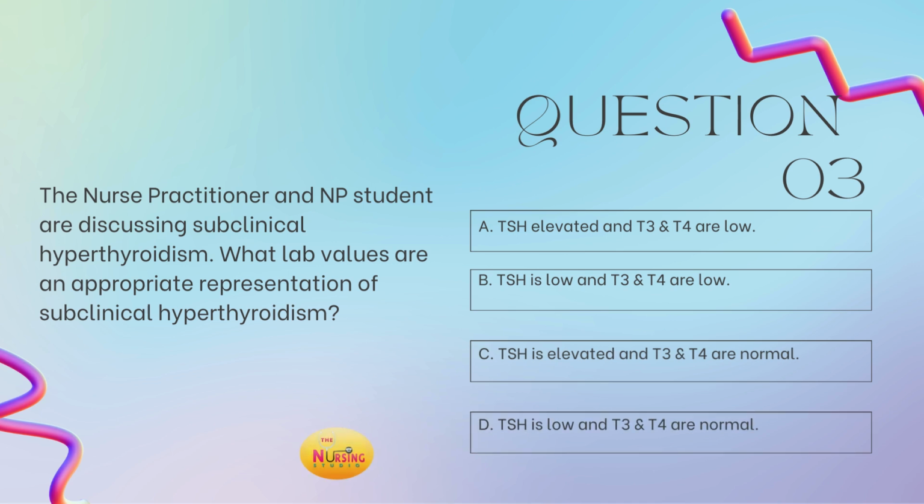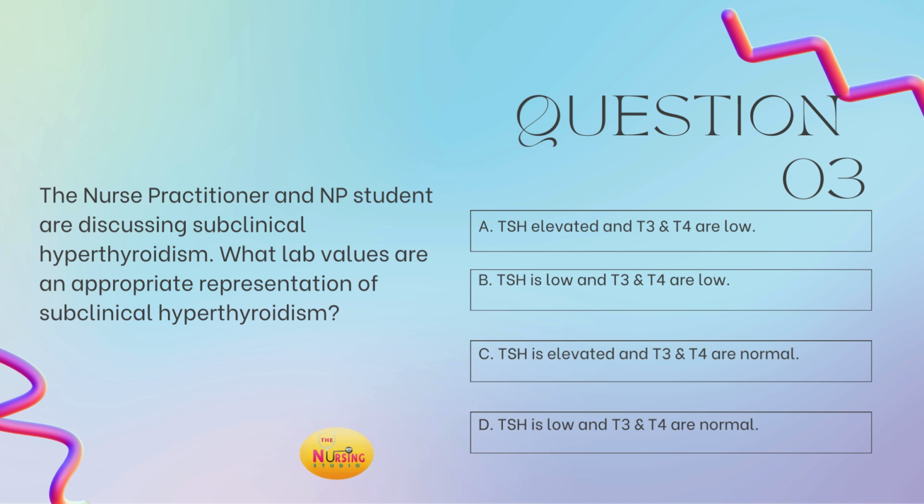And then question number 3, the nurse practitioner and NP student are discussing subclinical hyperthyroidism. What lab values are an appropriate representation of subclinical hyperthyroidism? Is it A, the TSH is elevated and T3 and T4 are low? Is it B, TSH is low and T3 and T4 are low? C, the TSH is elevated and the T3 and T4 are normal? Or D, the TSH is low and the T3 and T4 are normal? Take a moment and tell me what you got.